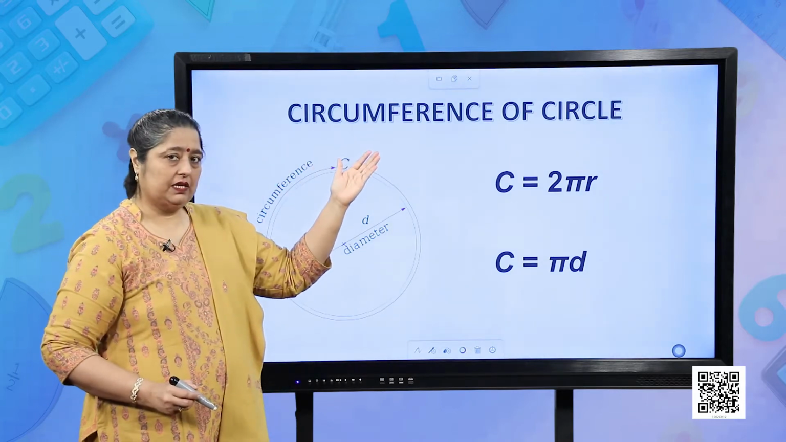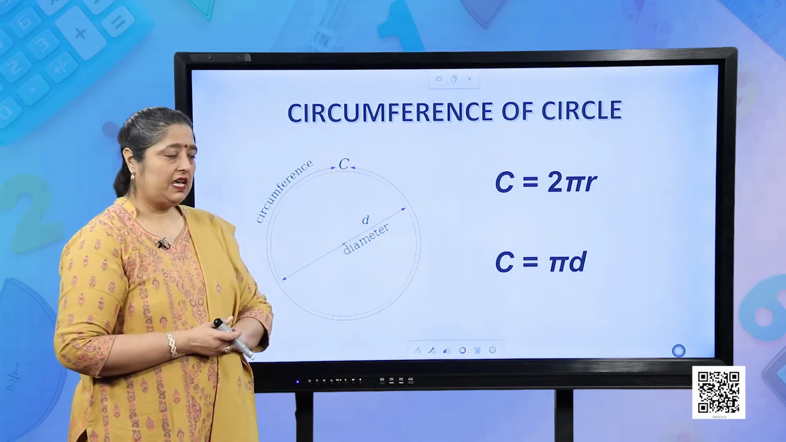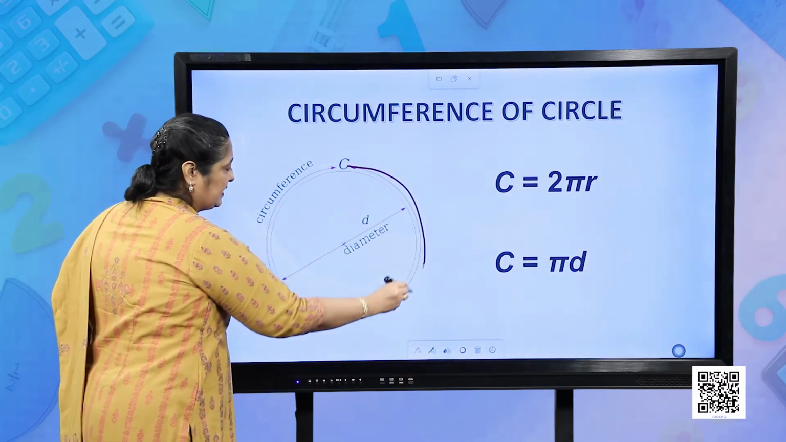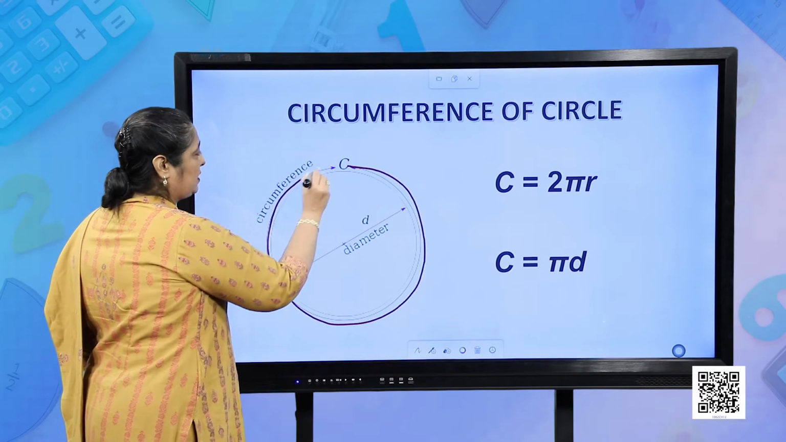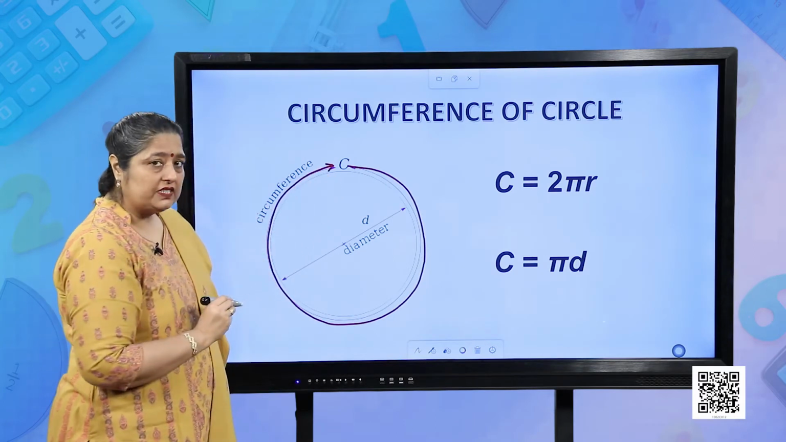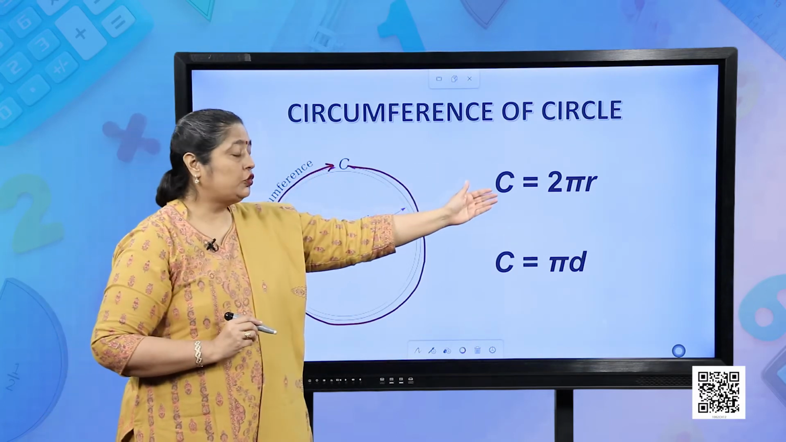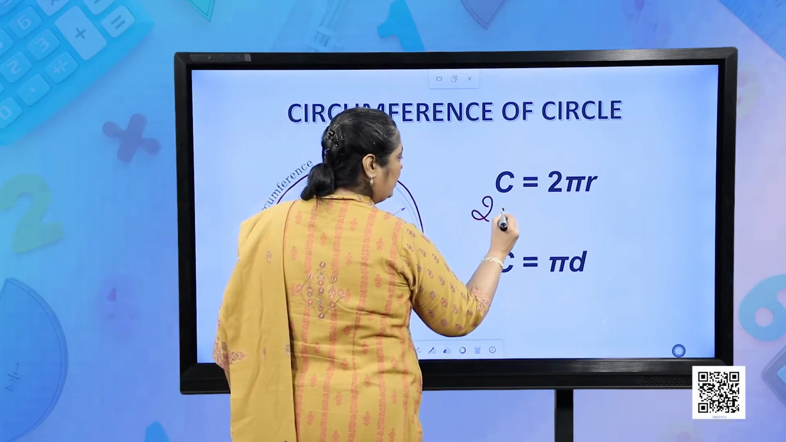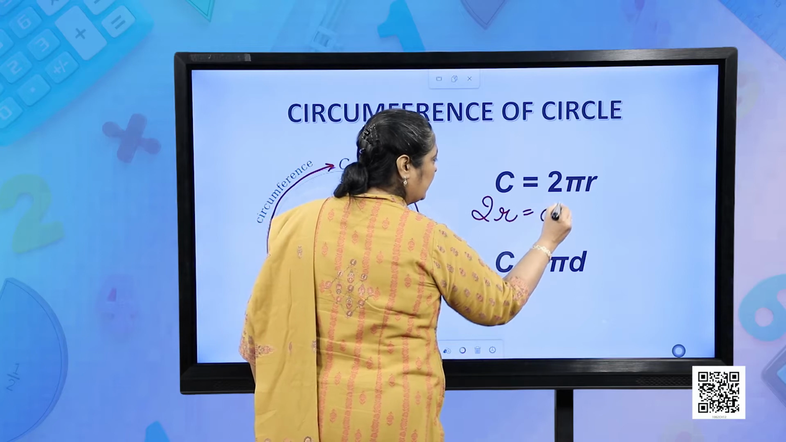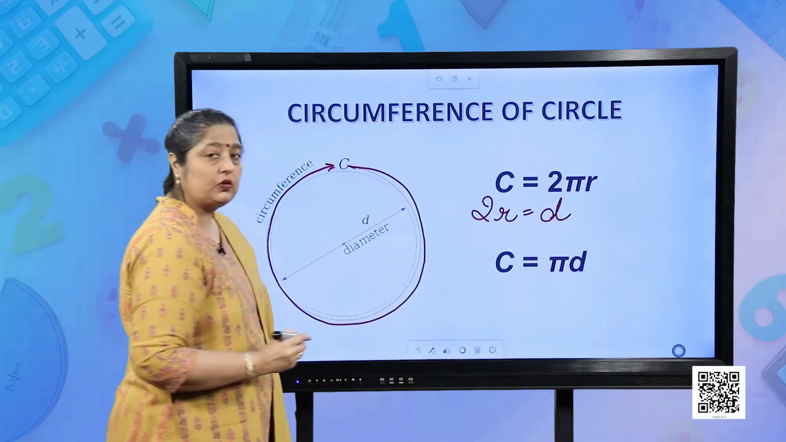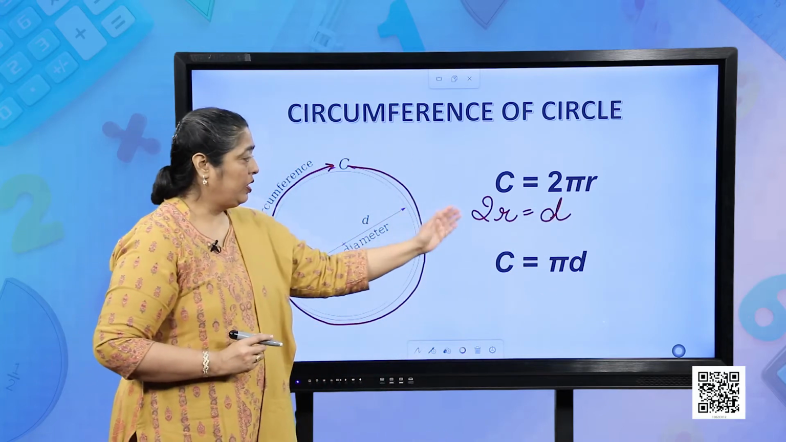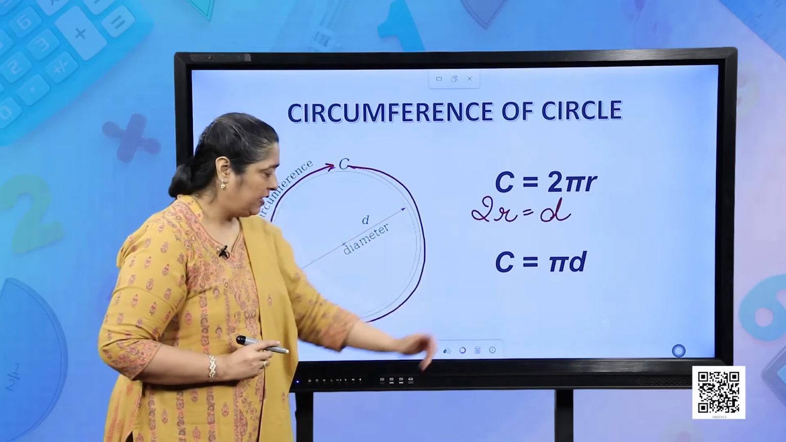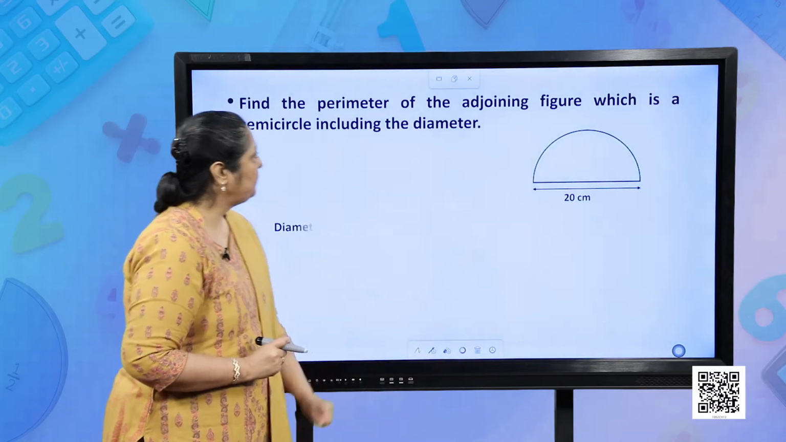Circumference of the circle. You have already studied about this. Now, circumference is the boundary of the circle, given by the formula 2 pi r. Now, you all know that twice of r is equal to d, twice of radius is equal to the diameter. So, we can also say circumference is equal to pi d. Now, let us move forward.